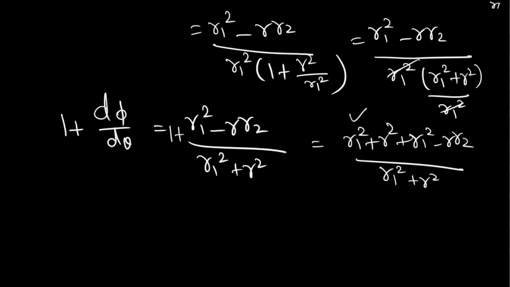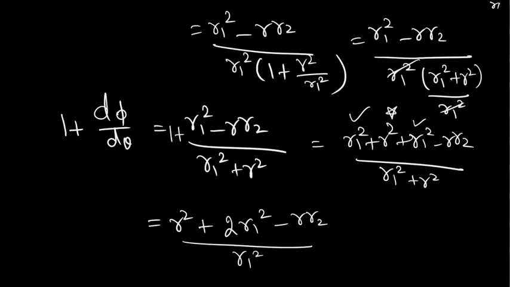Now if you see the numerator, 2r1 square is there. This and this I'll write together, so first I'll write r square, this term I'll write first. We have r square plus 2r1 square minus r r2 divided by r1 square plus r square. What is there on the left hand side? That is 1 plus d phi by d theta is here.